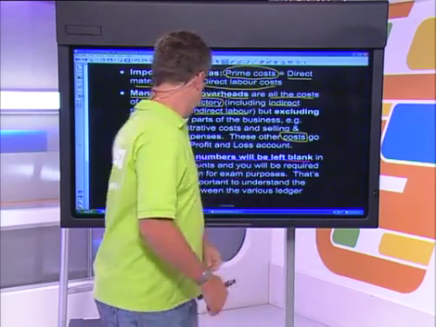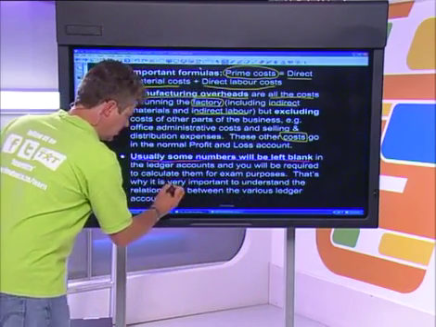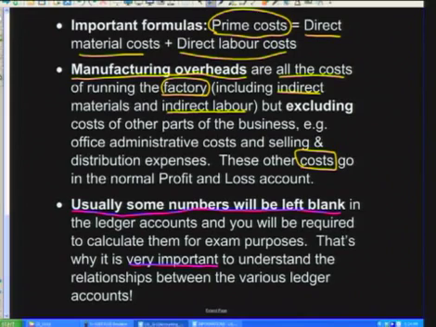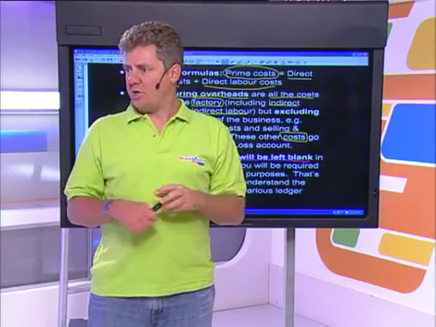Very, very often when you're doing accounts for manufacturing ledgers, most of the time they're going to leave one or two numbers blank, and you're going to have to understand the relationship between the different ledger accounts to be able to calculate your missing numbers. So that's why it's so important to study your ledger accounts and see how they work together. They all are part of the production process, and if you understand the ledger accounts well, you won't have any problems with the questions. Tebogo, I think we should tackle a question now.